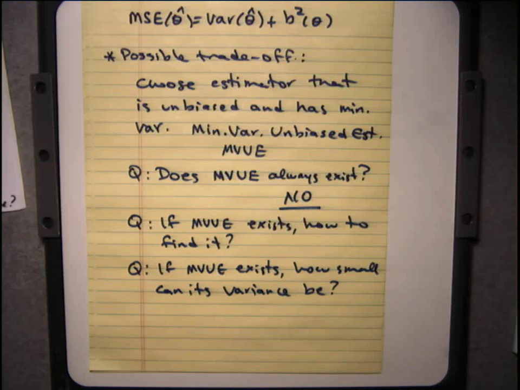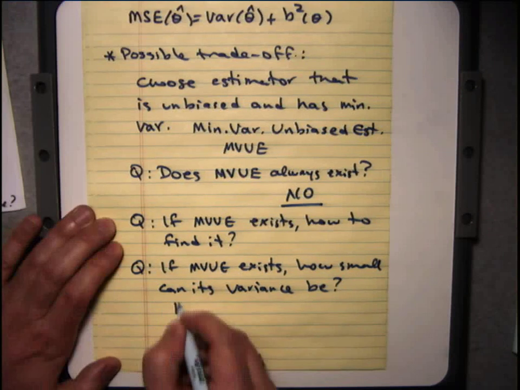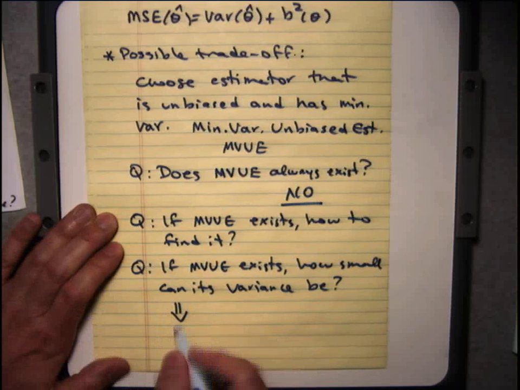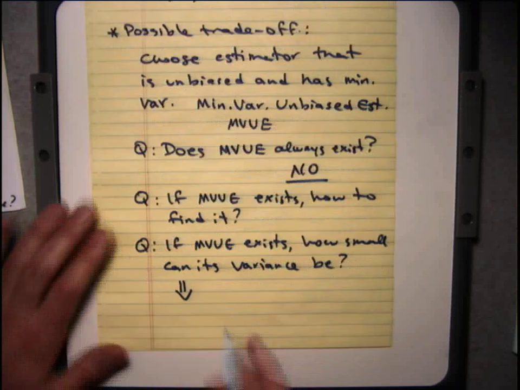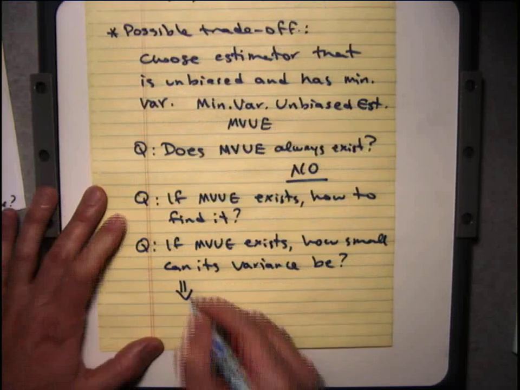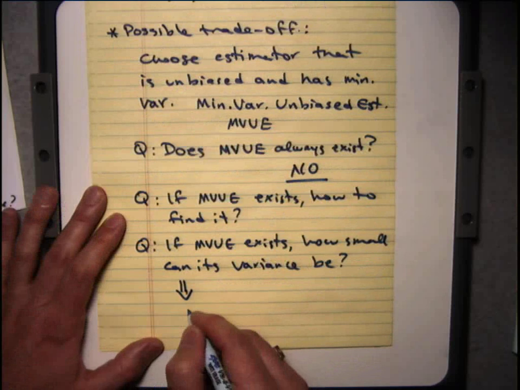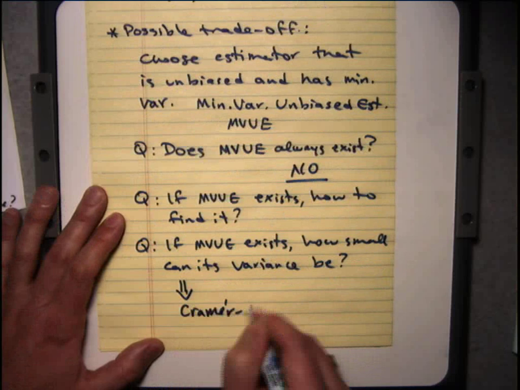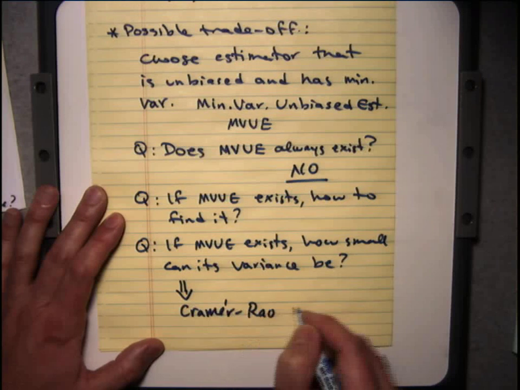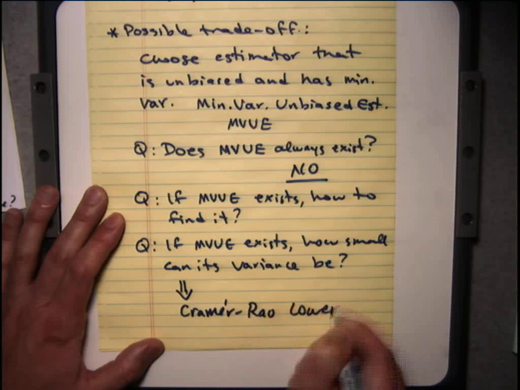That floor is what we call a lower bound. There are various ways to study it, but one way, which we will consider in this course and which is very popular, is called the Cramer-Rao lower bound.